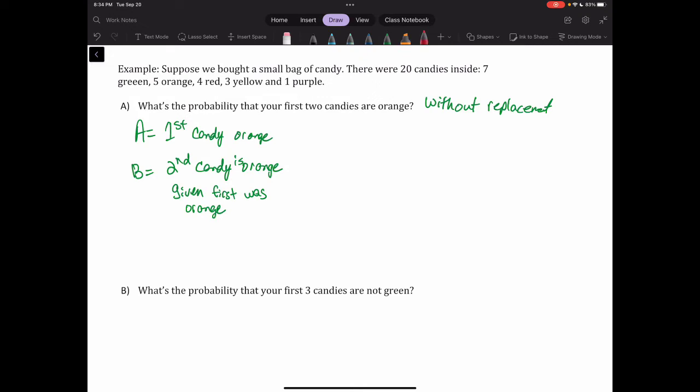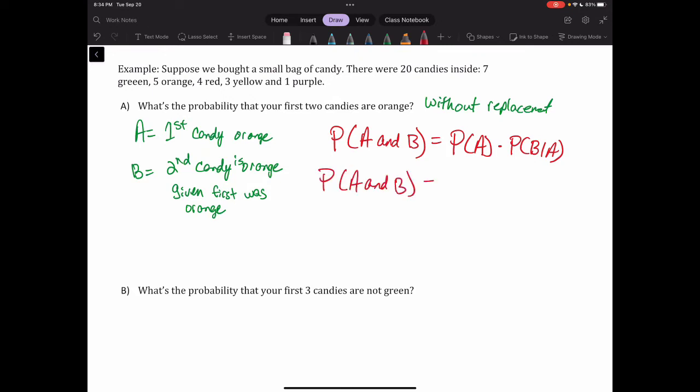So what we need is the probability of A and B, all right? We need both of those to happen. We need the first candy to be orange, and we need the second candy to be orange, given that the first one was already orange. And so as we saw earlier, that formula is the probability of A times the probability of B given A. Okay? All right, so what does that equal?